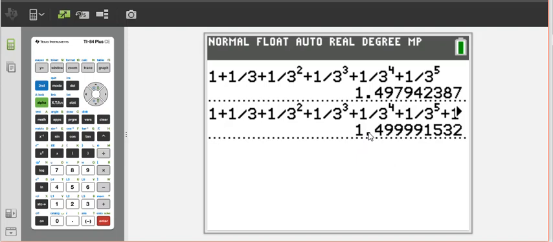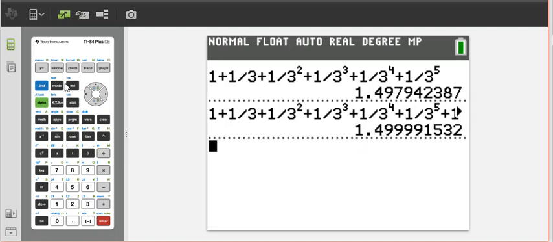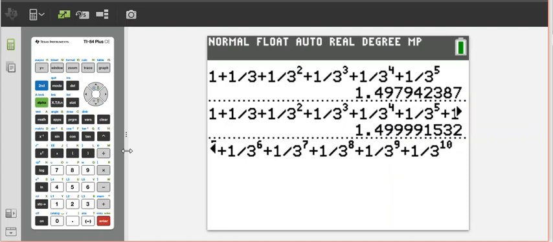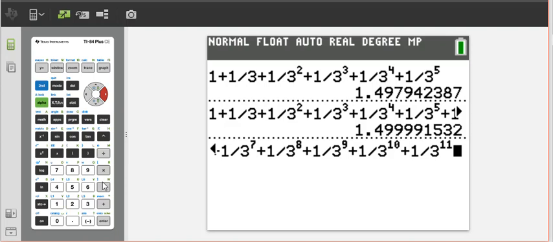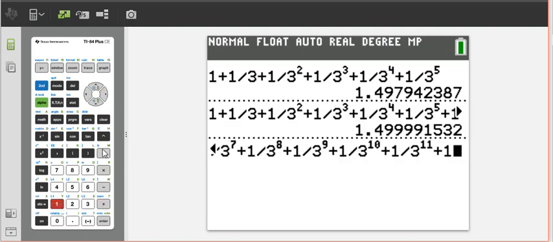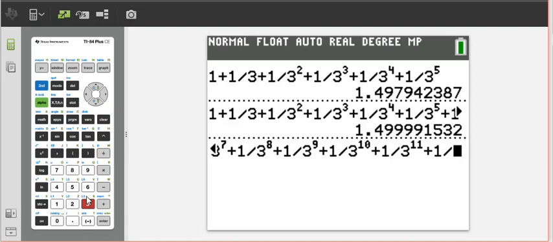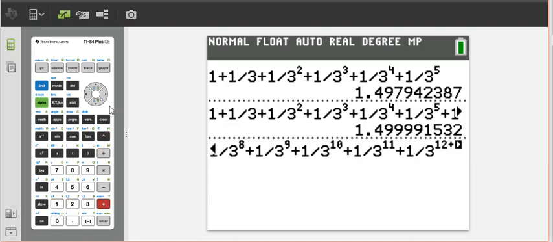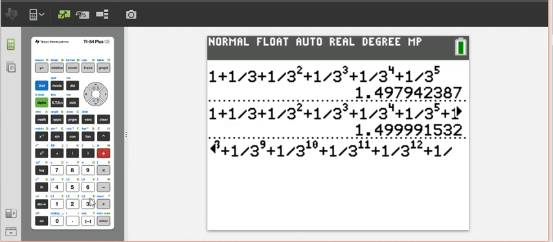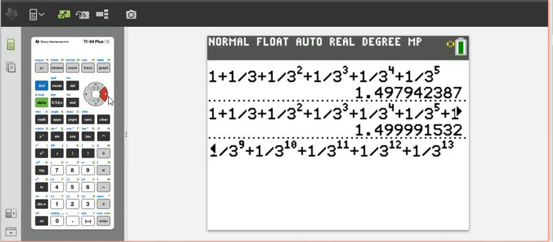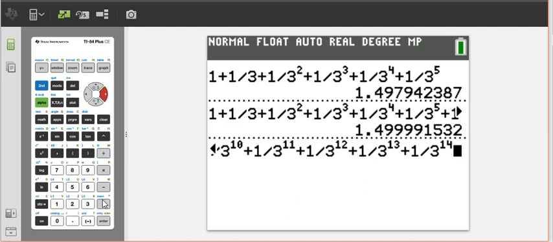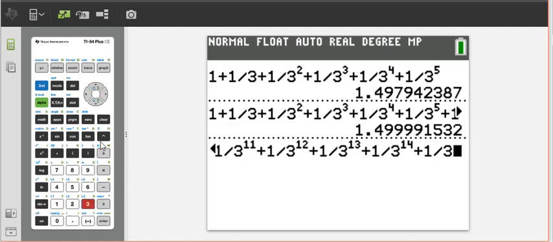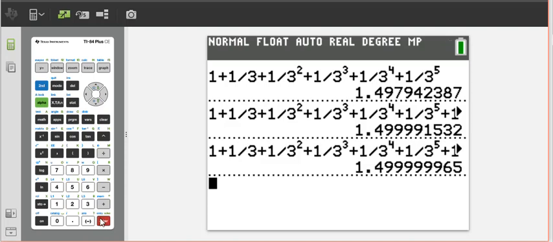If we keep going, maybe I'll do it one more time. Maybe I'll go up to the 15th term. So give me a second. I'm just punching these in. All right, so 1 over 3 to the 13th. Now I'm going to add the 14th term. And then lastly, I'll go up to 15 here. 1 over 3 to the 15th. Let's see how this compares.